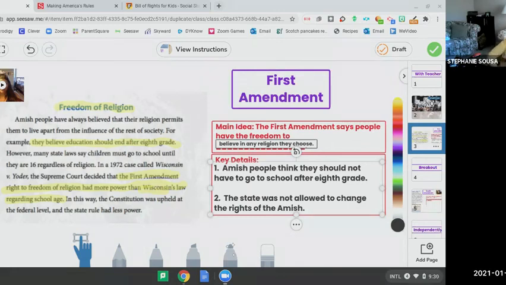So again, I took what I highlighted about how they had freedom of religion and I changed it so that it was in my own words, but still said the same message. Okay, we're not going to copy the text. We're not just going to type exactly what the text says. We need to start putting things into our own words to prove that they make sense to us.